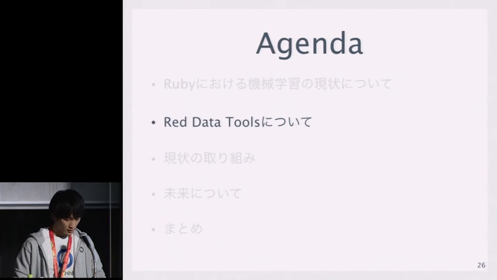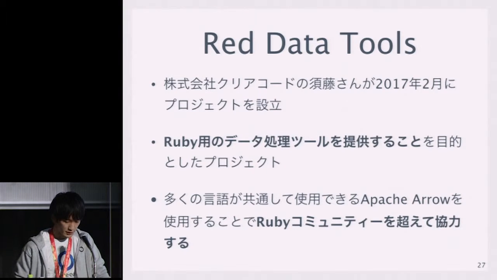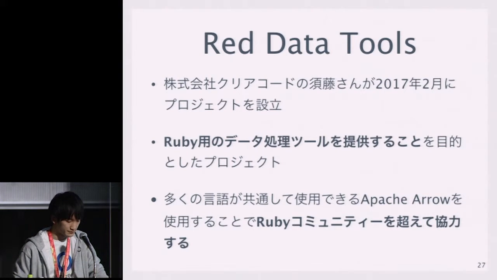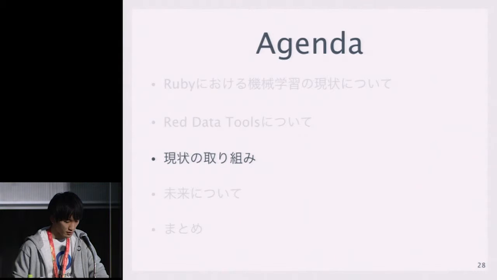And now I want to introduce the project, Red Data Tools. The project was established by Mr. Sudo at a company called ClearCode in February this year. The objective is to provide data processing tools in Ruby. By using Apache Arrow, it can be used not only in the Ruby community, but also in different communities.